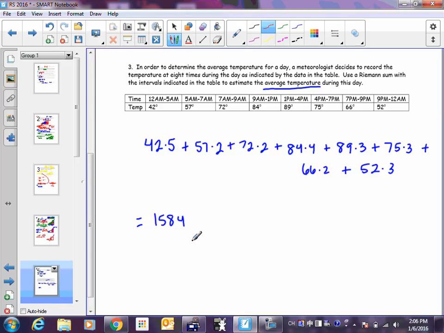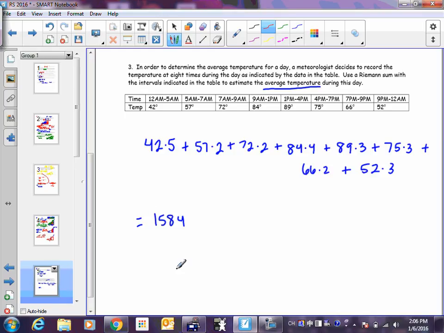So I got 1584. So my answer to the average temperature during the day was 1,584 degrees. What do you think about that? That's hot. That's pretty hot. Maybe it's in Celsius. That'd still be hot. So did I really calculate average temperature, or do I have another step? We still have another step. What do I need to do?